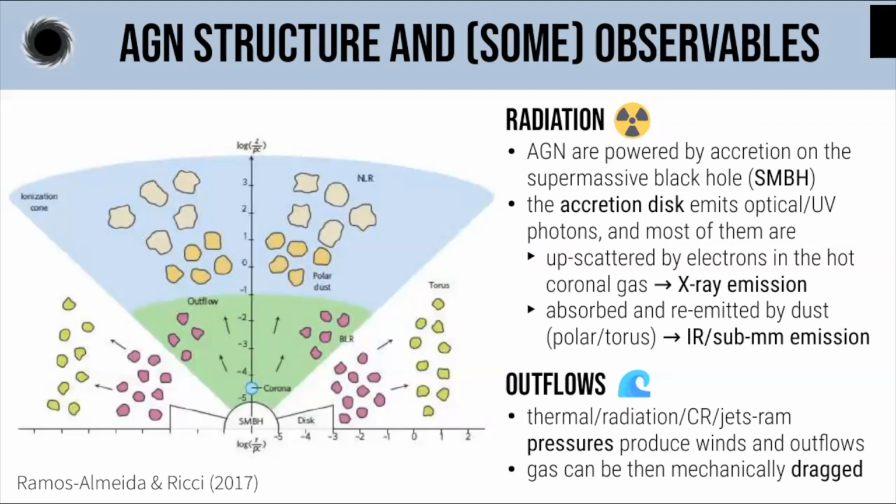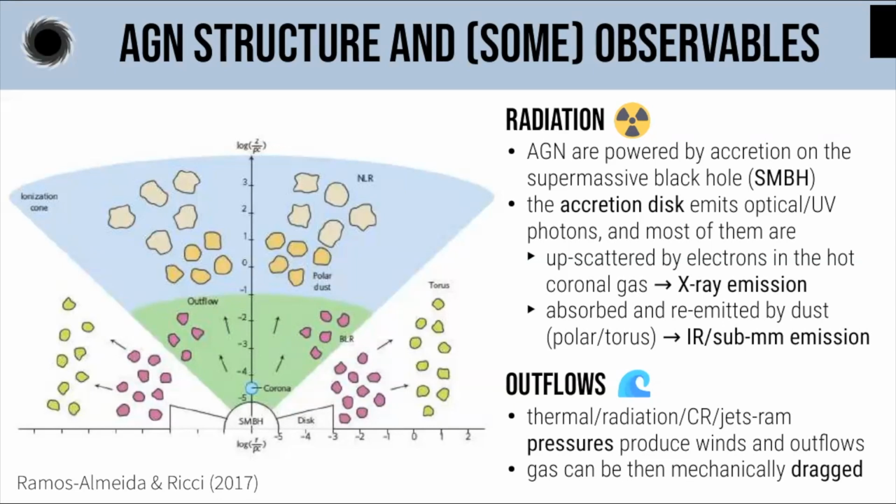The accretion disk emits mainly ultraviolet and optical photons, and then these photons are reprocessed by the surrounding gas. There are electrons in the hot corona, which Compton scatter these photons coming from the disk to X-ray wavelengths. And then there is dust in the polar region and in the torus, which absorbs these photons and re-emits them in the infrared and sub-millimeter band. This is the effect mainly of radiation coming from the central source.